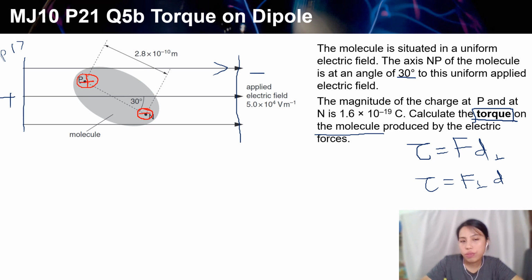So, whoa, this is very informative. Firstly, let's look at the positive charge. It's going to experience a force this way, same direction as the electric field. Then the other negative charge will be opposite to that. So, this way.